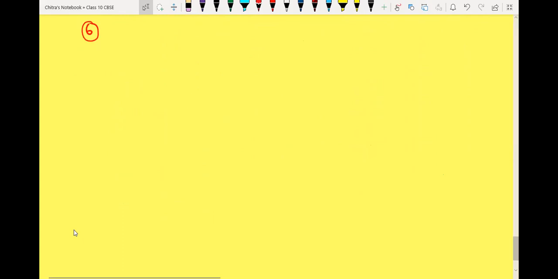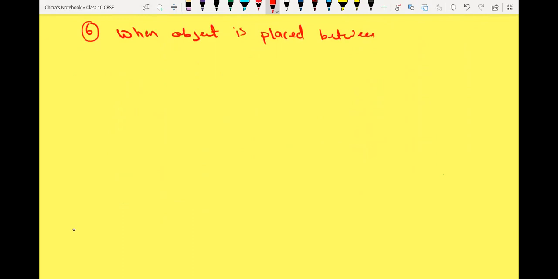Now we will discuss the sixth condition. What will be the sixth condition? Now we have only one, between the pole and the focus. Yes, when the object is placed between the focus, means F1, and the pole.